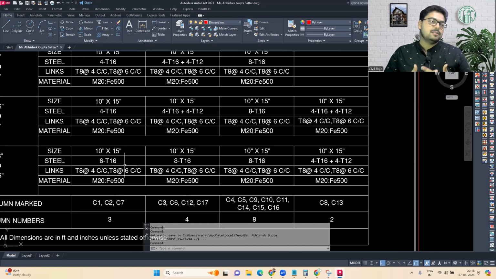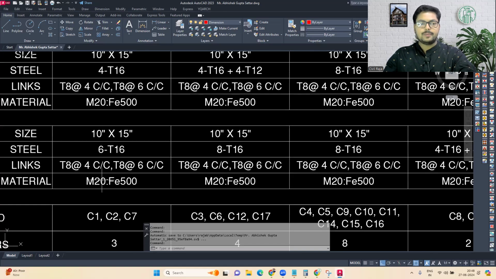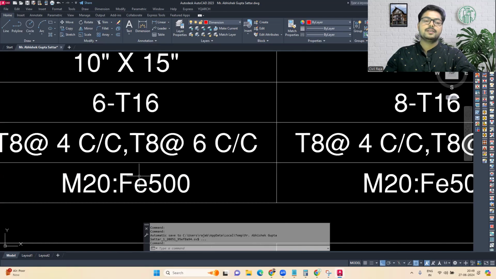Okay, Tata and Jindal are the country-famous brands, but we also have some local brands, like Kamdhenu and Magad. In another site, we also used some other steel. I don't remember the name exactly, but whatever the steel or brand is, you must check whether it is Fe500 or not. If you are using Fe500, then it is quite good to go.